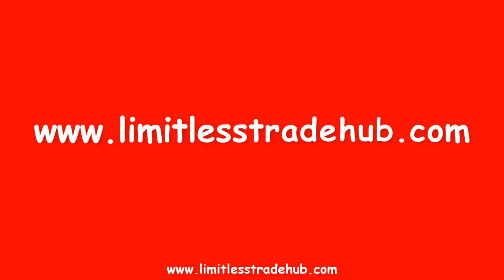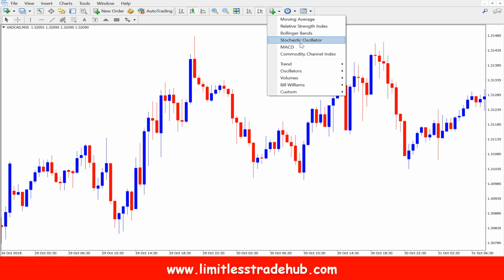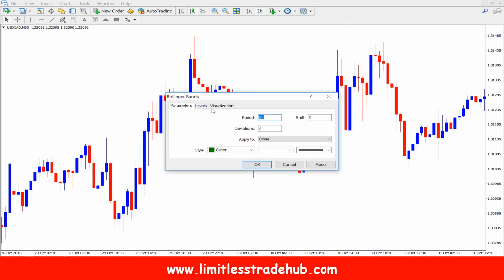Here I have made a strategy using Bollinger Bands to help the newbies, the beginners. This is the USD/CAD chart, US dollar against Canadian dollar, and I set the 30 minutes time frame. Now I will set an indicator, that is Bollinger Bands, and the parameters will be by default 20 and deviation 2.